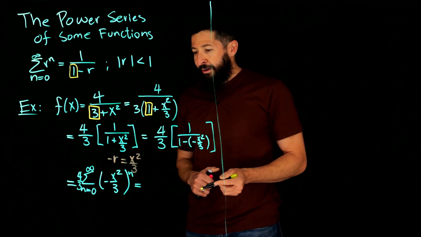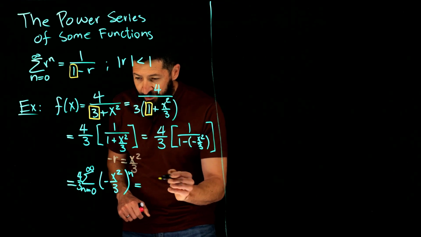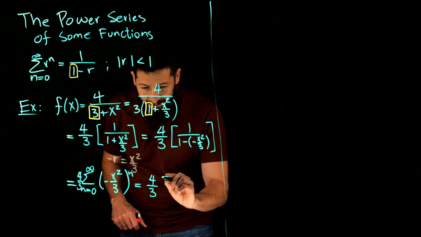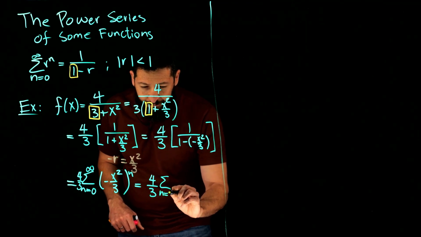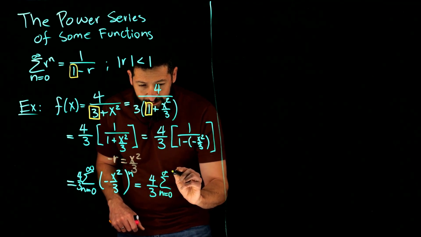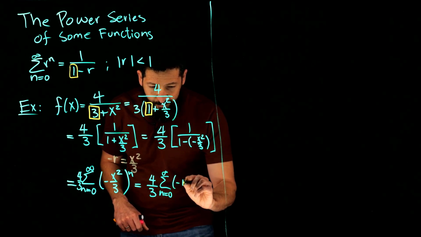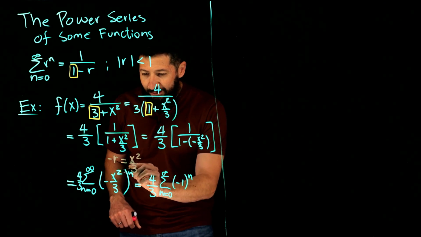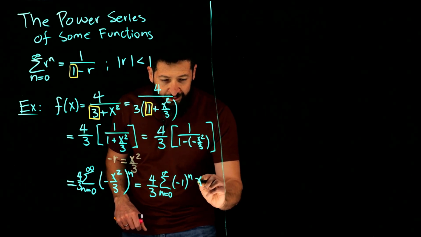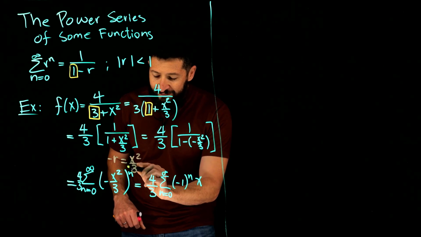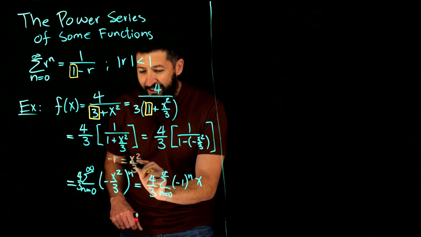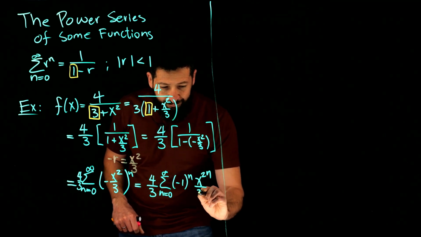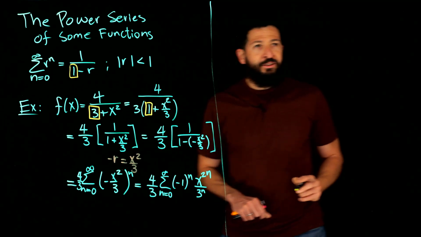All right, so now I can just rewrite it as 4/3, so it's going to look all pretty now. Sum from n equals 0 to infinity of negative 1 to the n, pulling that negative out. And then x squared to the n is going to be x to the 2n, and then 3 to the n. And that looks a lot better.